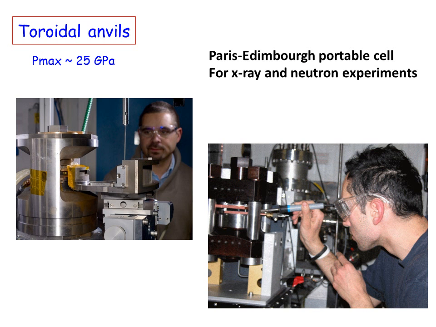Toroidal anvils. These toroidal anvils have been implemented in what is called the Paris-Edinburgh portable cell, and you can see here two examples that are sitting in an X-ray beamline at the European Synchrotron Radiation Facility. So these presses can weigh 30 to 50 kilograms, and so they can really be transported from the lab to the synchrotron facilities.